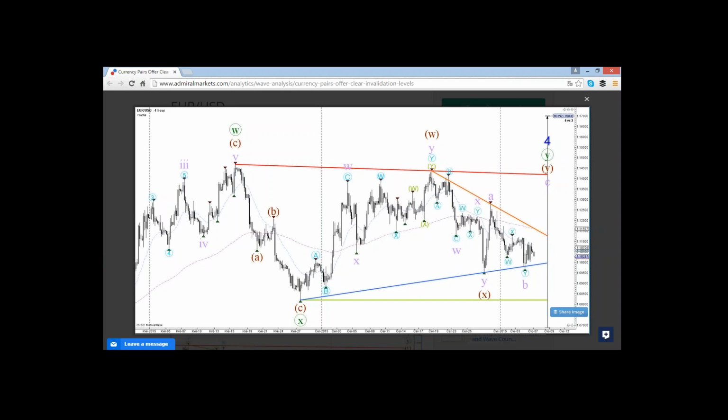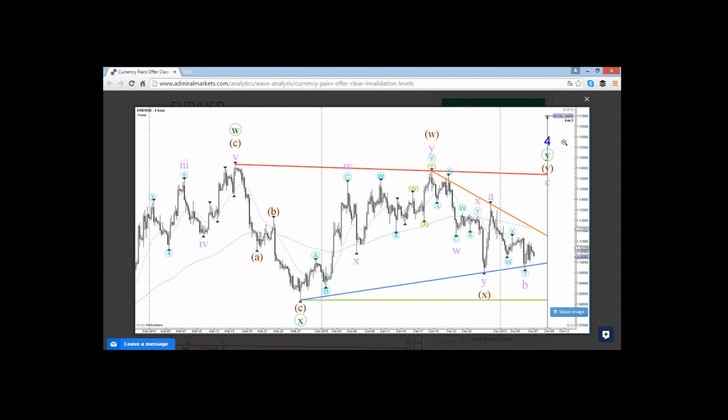When there are multiple corrections being glued together, we have a W, X and a Y. A W, for instance, could be an ABC here, as you can see, the C completing W, and then we have another ABC completing X, and then we have an ABC to complete W of a bigger WXY, of Y of W. So you'll see a lot of these corrections connecting to bigger corrections. And overall, it's corrective, right? Clearly, with trend lines and price going sideways.